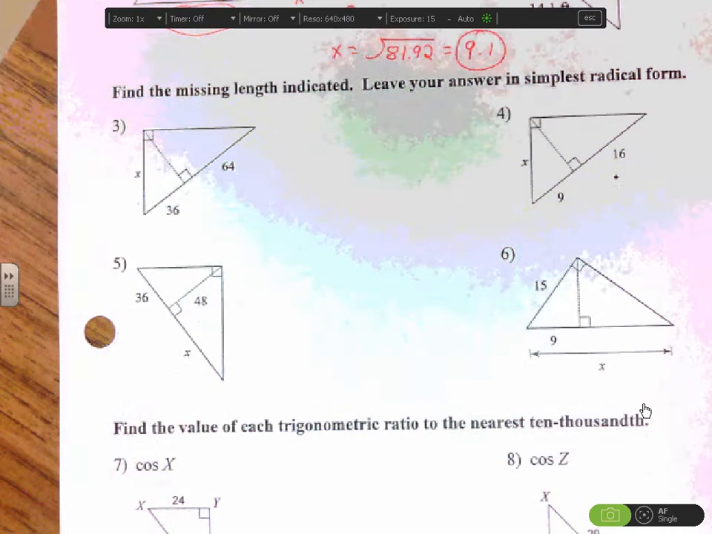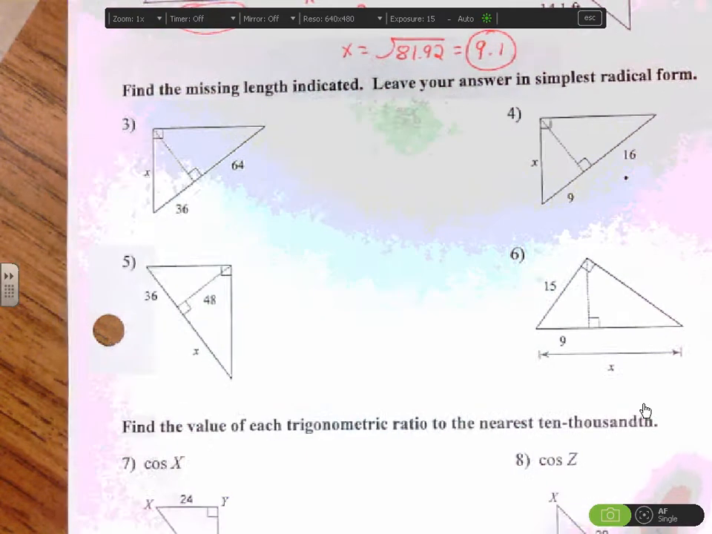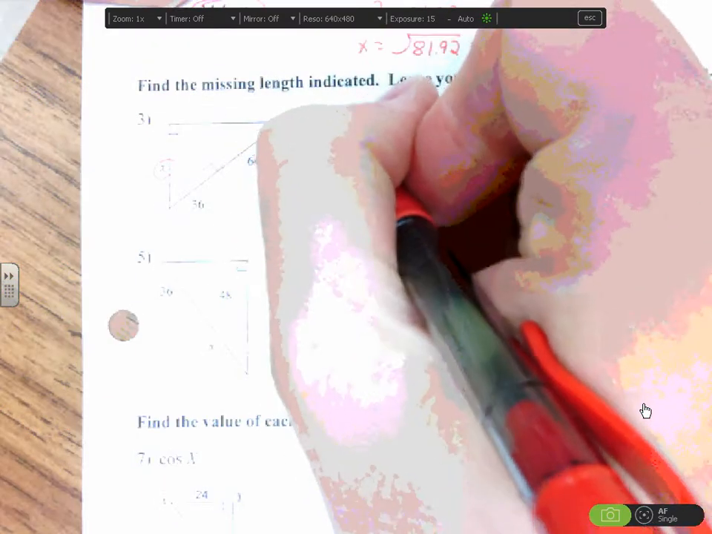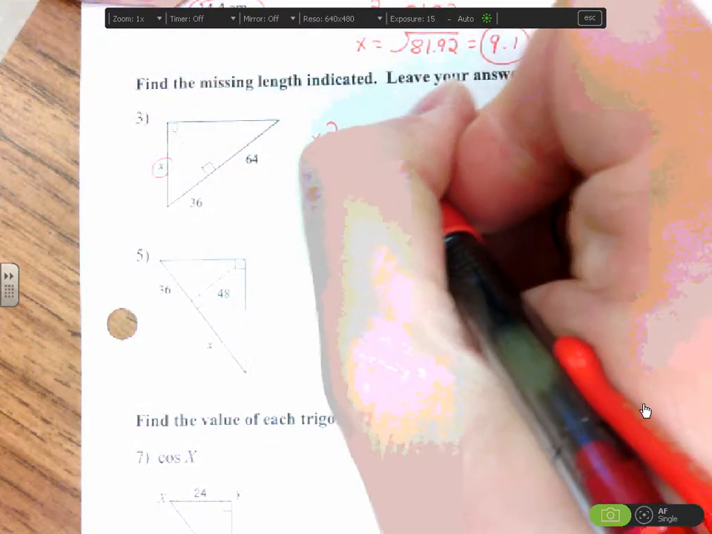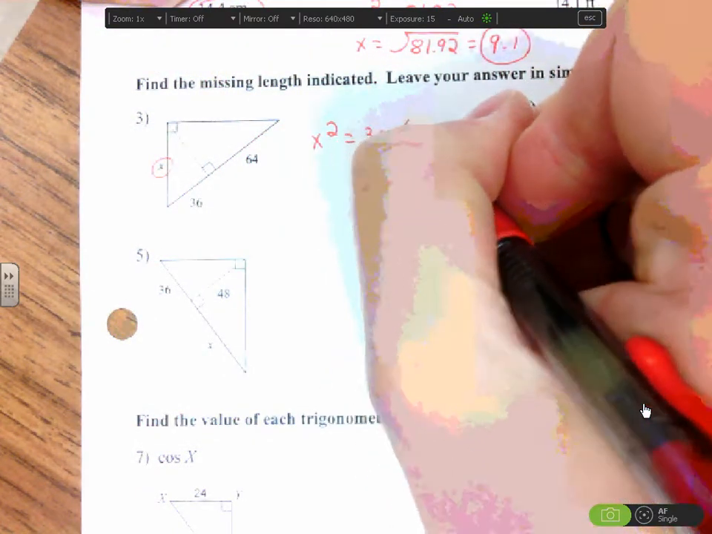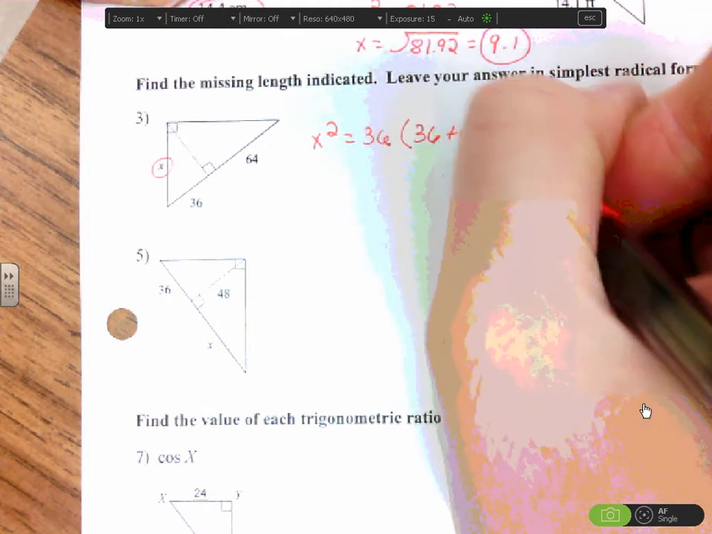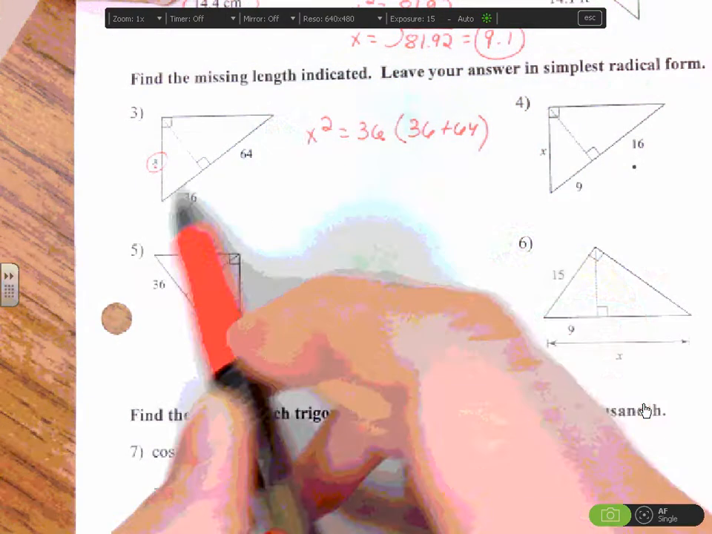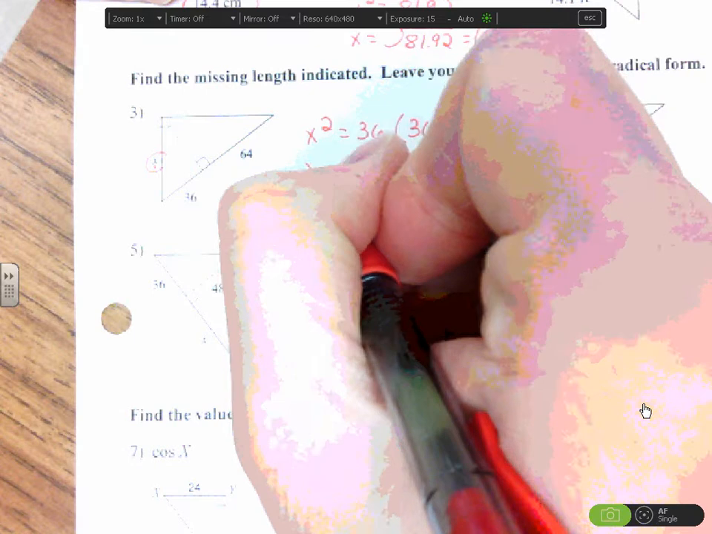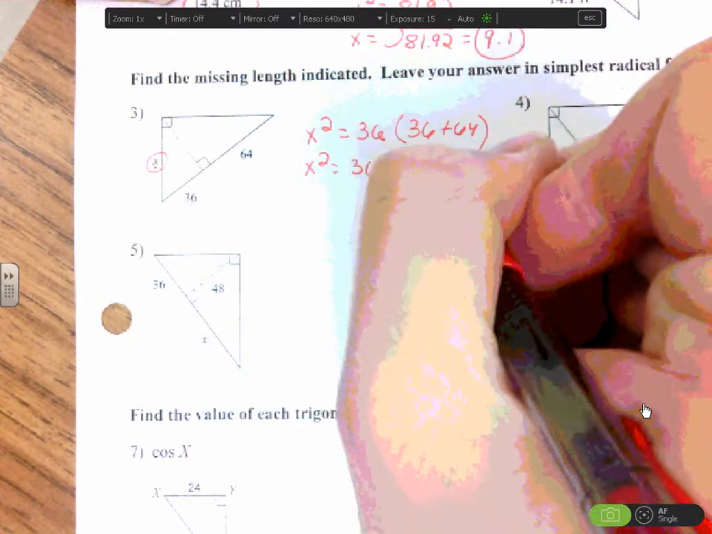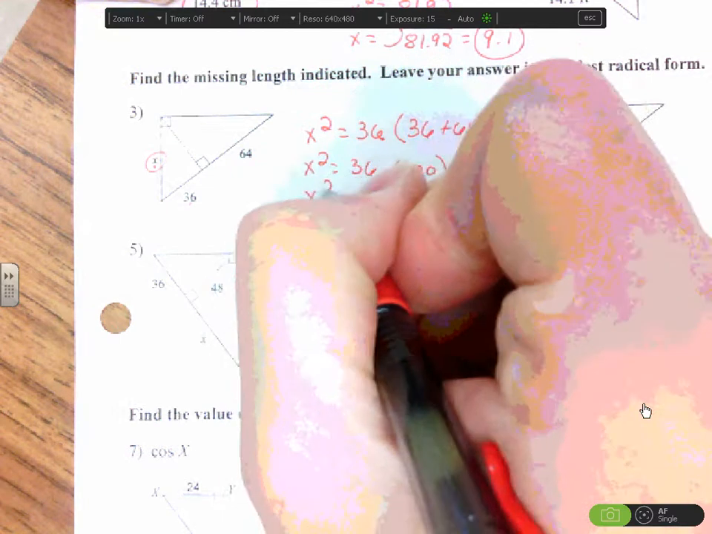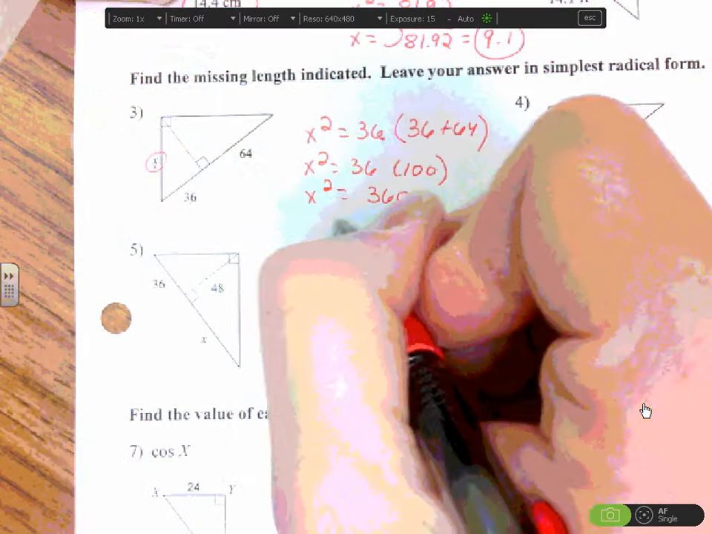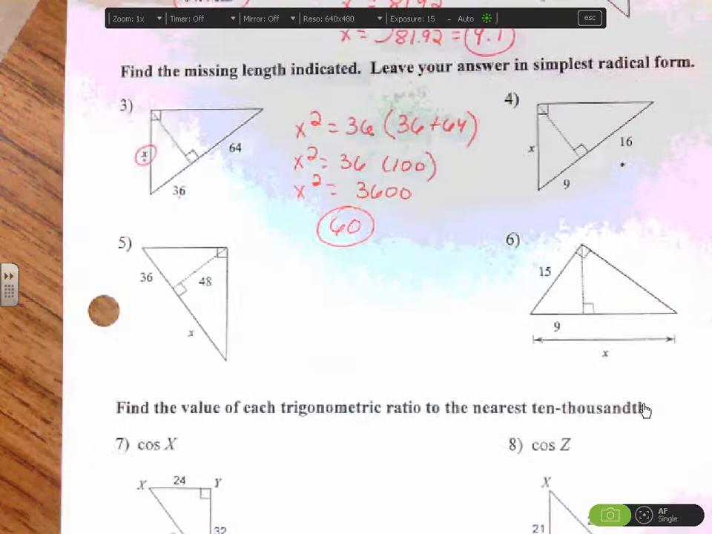Number 3, this is the one that gave us a lot of problems. I want to solve for this x, and my formula says that x squared would equal 36 times 36 plus 64. Again, x squared equals 36 times the whole length, 36 plus 64, which is 100. So x squared is really 3600. The square root of 3600 is 60. So that answer is 60.